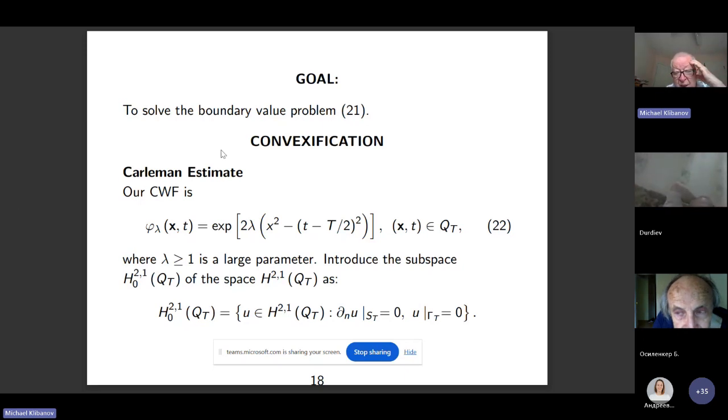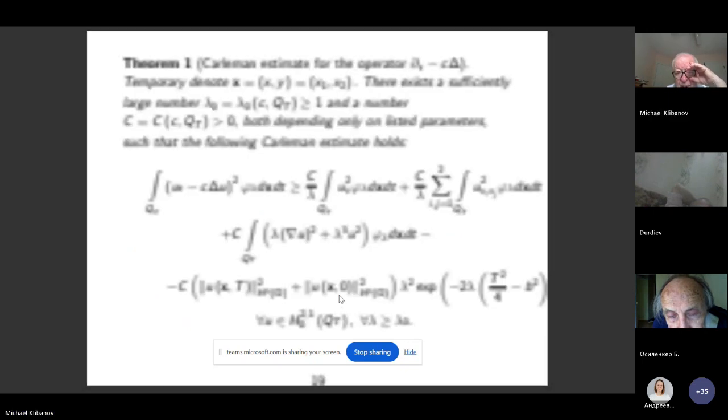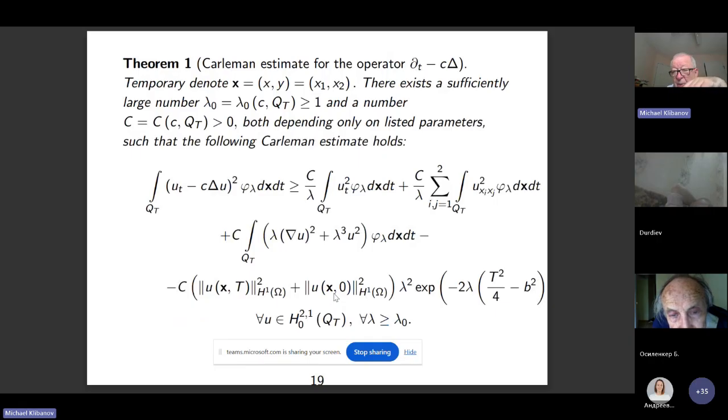So in that paper, I introduced Carleman estimates for this problem. This was the first paper, which is now called a seminal paper, to be honest with you. So, the Carleman function phi lambda, where lambda is a large parameter. Now I introduce a subspace of H2,1, which consists of those functions in H2,1 which have a zero Neumann boundary condition on the entire boundary and a zero Dirichlet condition on gamma. Carleman estimates were invented by Carleman in 1939.